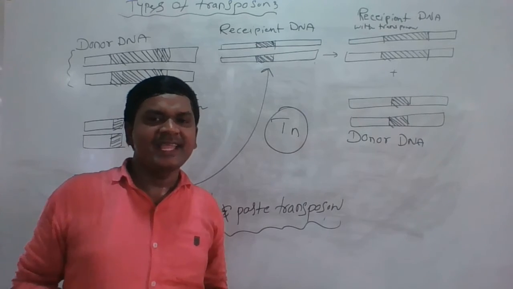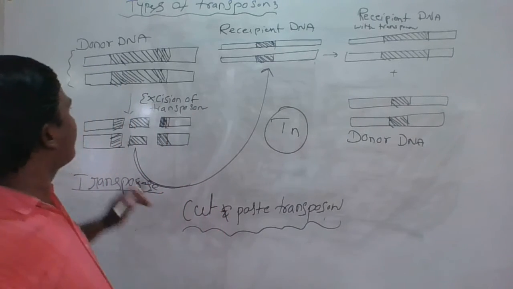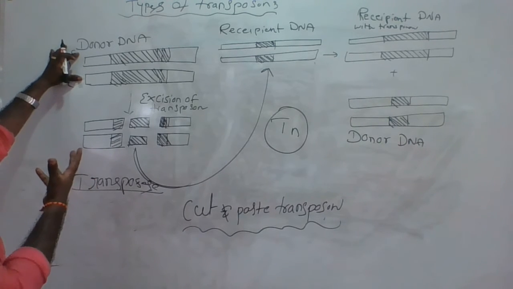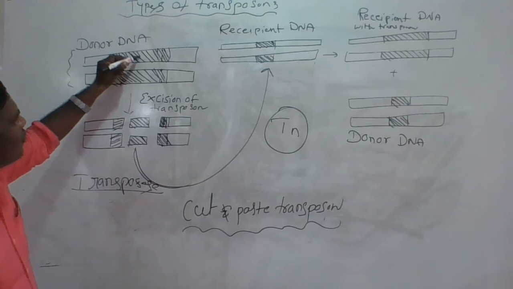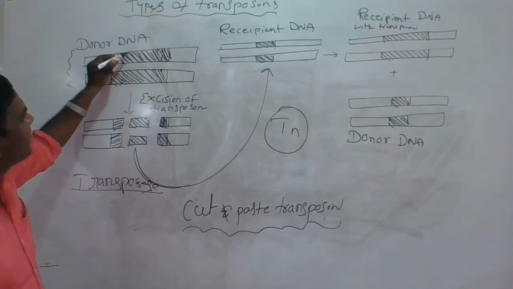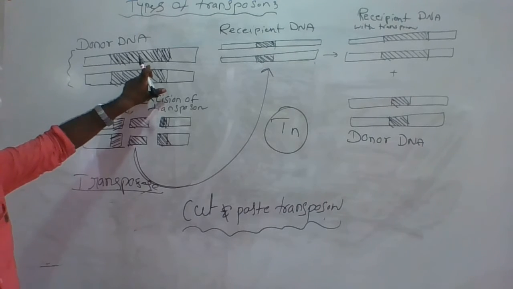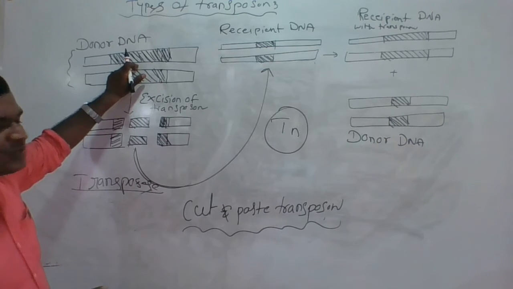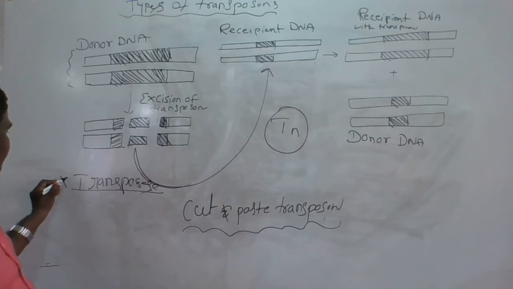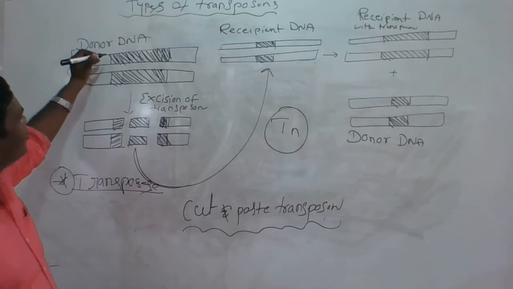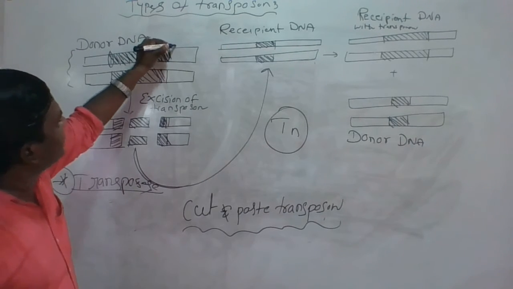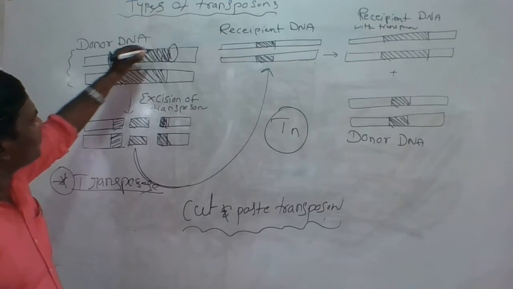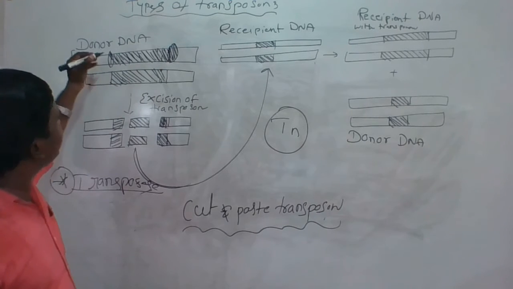So in cut and paste type of transposon, see clearly what will happen. This is the donor structure of DNA. In the donor structure the striped area is the transposon material containing area. When a transposition mechanism occurs, this transposase enzyme comes and attaches to the ends of the transposon material in the DNA structure.